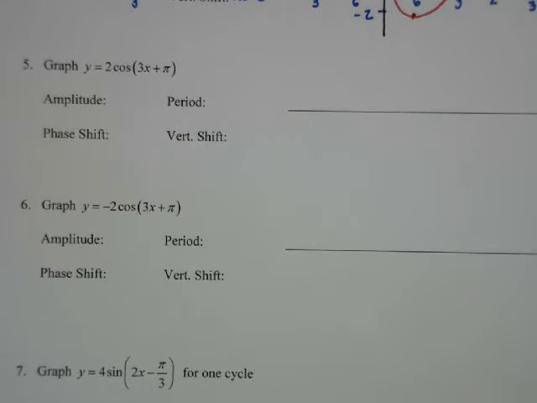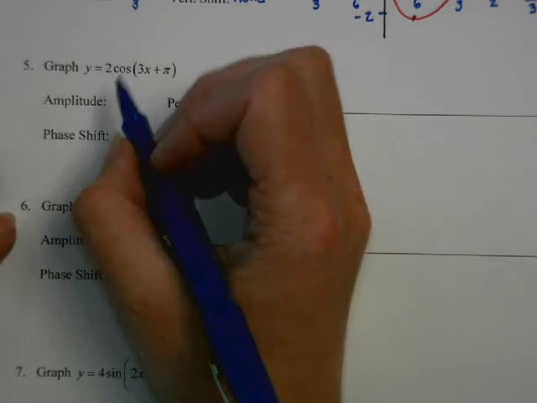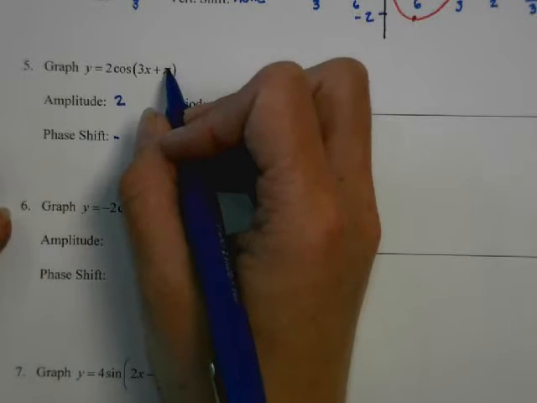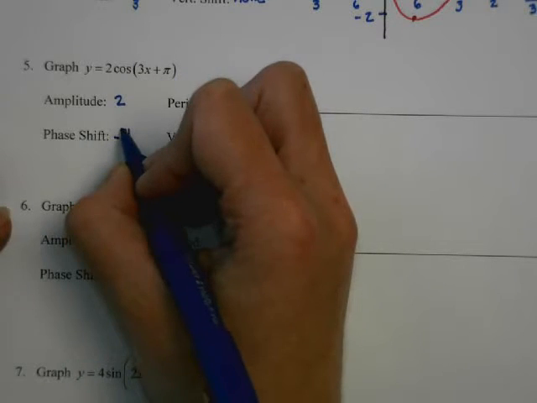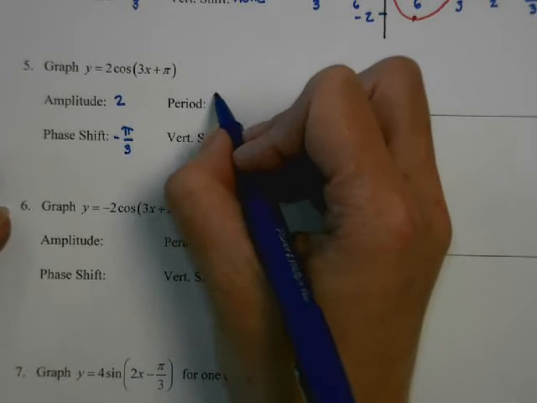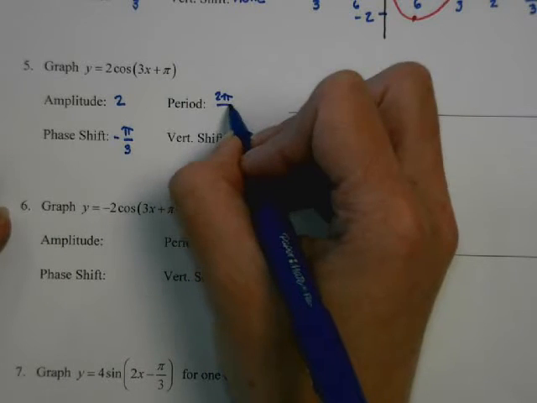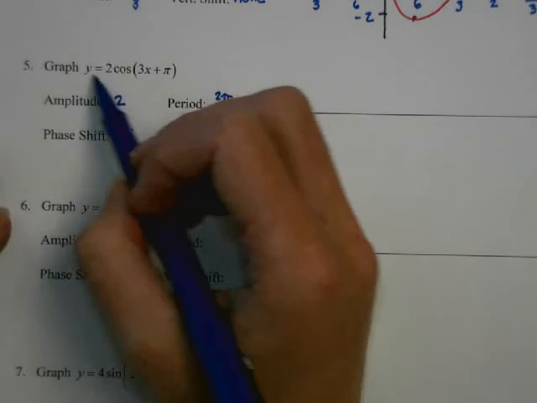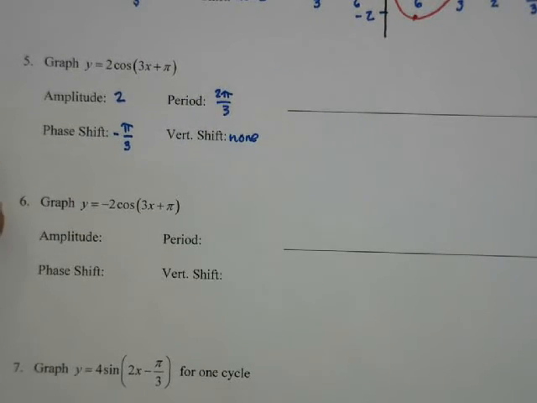Okay, so let's do this one. This graph, the amplitude is 2, the phase shift is negative pi over 3. The period is going to be 2 pi divided by b, which is 3, and the vertical shift is none. And if you notice, those two are basically the same, we're just swapping out a cosine.